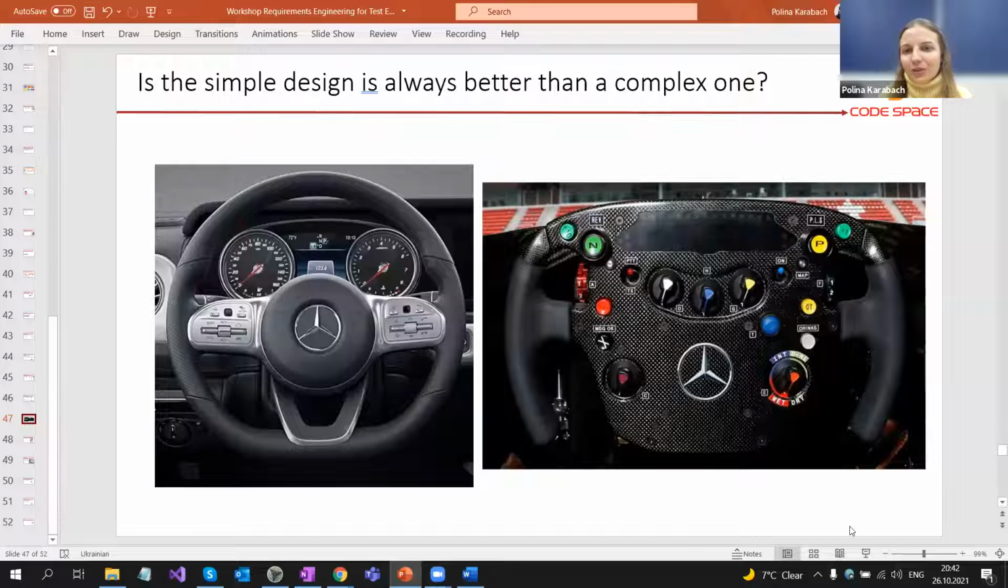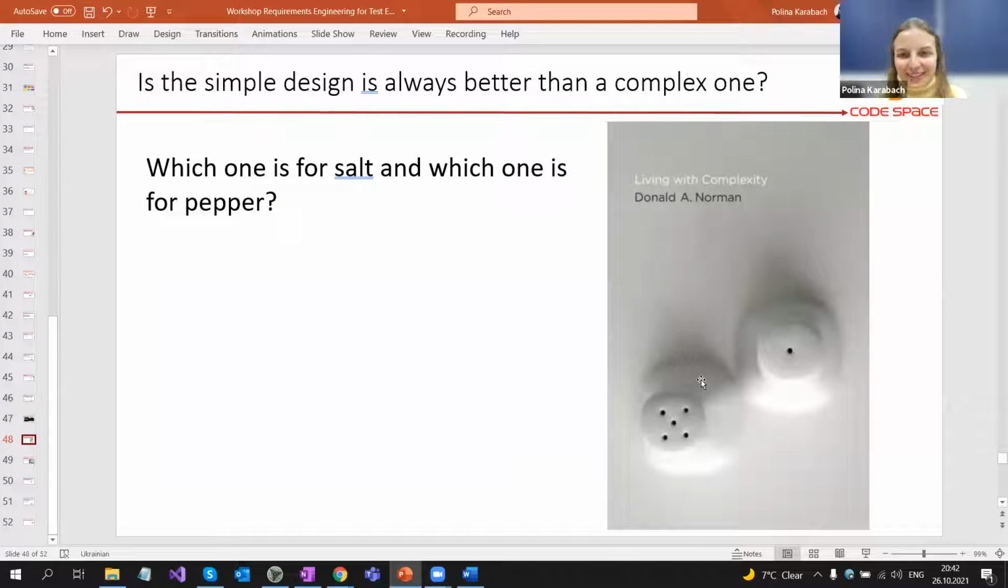And a lot of tools doesn't always mean that the feature is not user friendly. And there's a different example here. This is a very simple design. It's a cover of the book from Donald Norman. We have salt and pepper jars here. Which one do you think is for salt and which one for pepper?